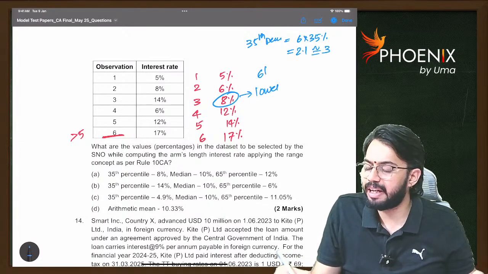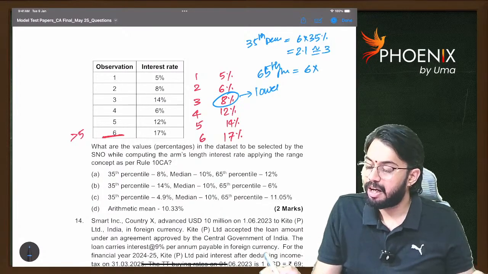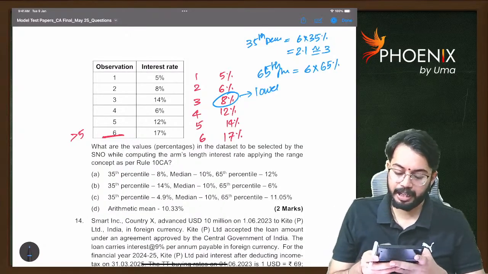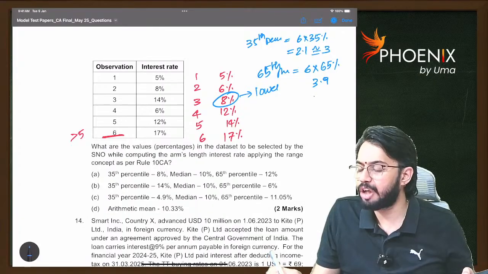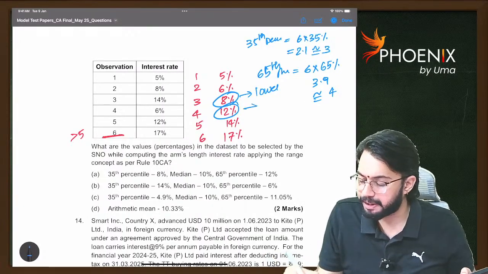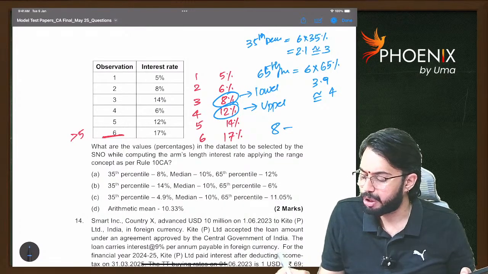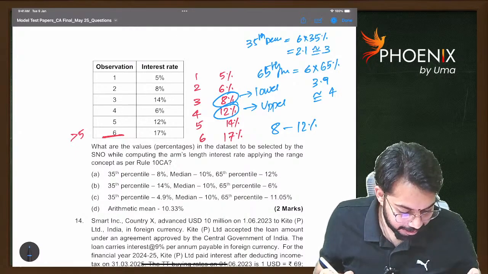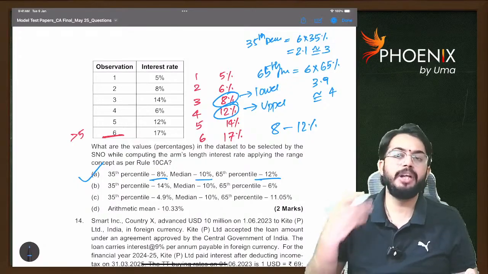Now highest one is 65th percentile. 65th percentile means 6 into 65%. Upper limit is 65th percentile. 6 into 65%, 3.9. It is not a whole number. You need to consider the next one, 4. 4 is 12%. So this is upper one. This is the range, 8 to 12%. That is the range. So answer is A. 8 to 12%. Median you can calculate.